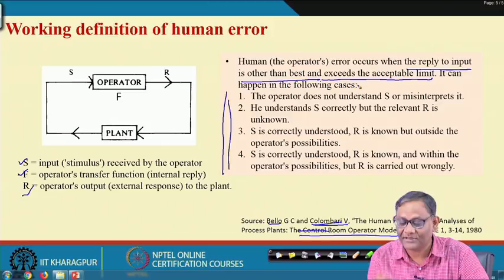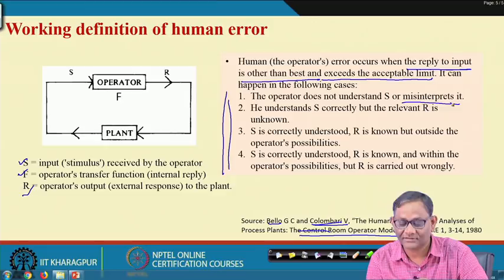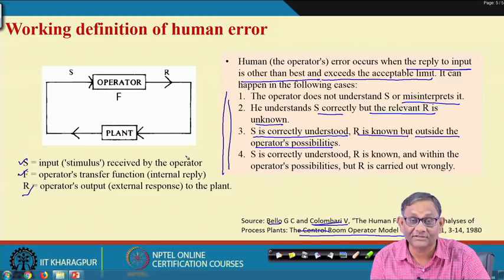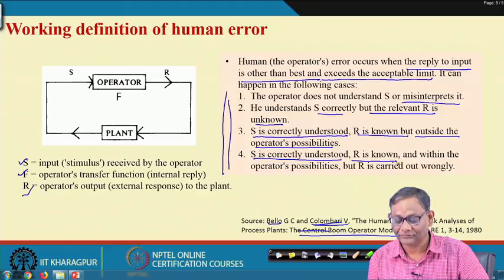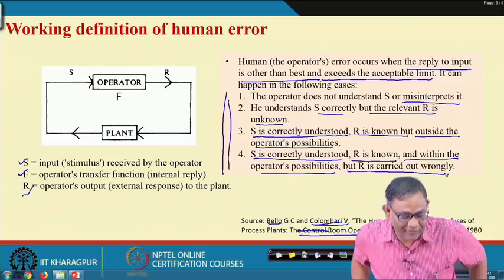The cases are: first, the operator does not understand S, could not understand it, and misinterprets it. Second, he understands S, the stimulus, correctly, but the relevant R is unknown; he does not know what the response should be. Third, S is correctly understood, R is known, but it is outside the operator's possibilities, maybe his competency, maybe beyond his reach. Fourth, S is correctly understood, R is known and within the operator's possibilities, but R is carried out wrongly. So, four different situations.